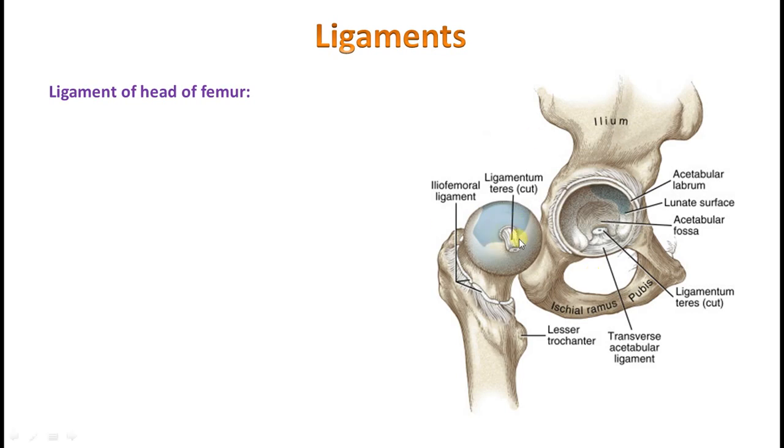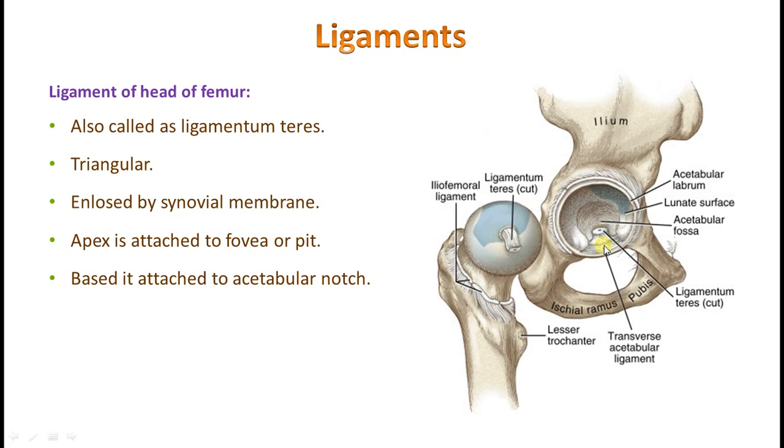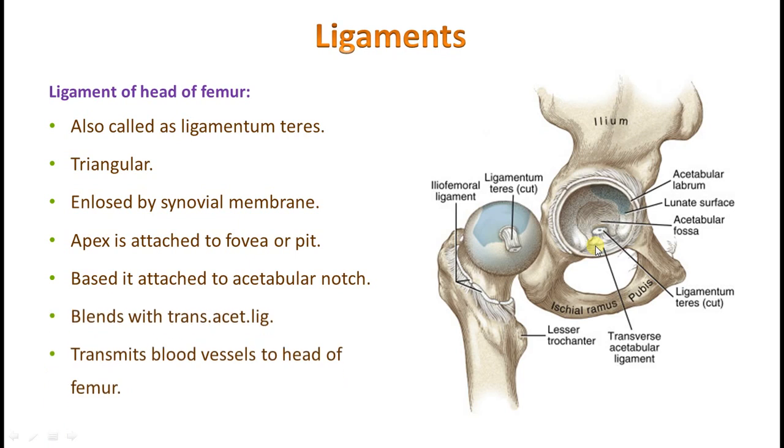Ligament of head of femur is actually called ligamentum teres femoris. Triangular in shape, apex attached to the fovea or pit, seen in the center of the head of the femur. Enclosed by a synovial membrane, and the synovial membrane is going to get attached here to the margins of the transverse acetabular ligament. It is going to blend with the transverse acetabular ligament. Base is attached to the acetabular notch. Synovial membrane as well as the base of this ligament is attached and blends with the transverse acetabular ligament.